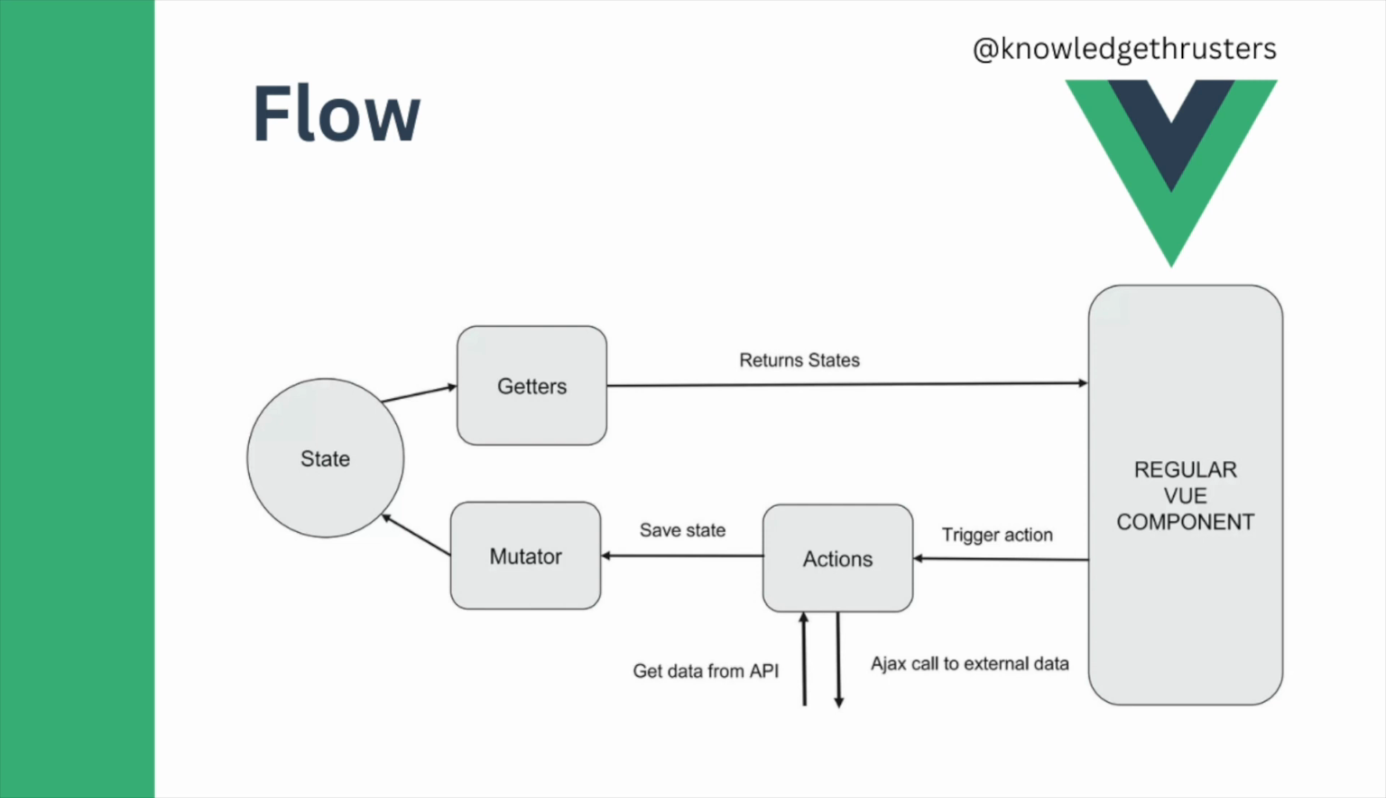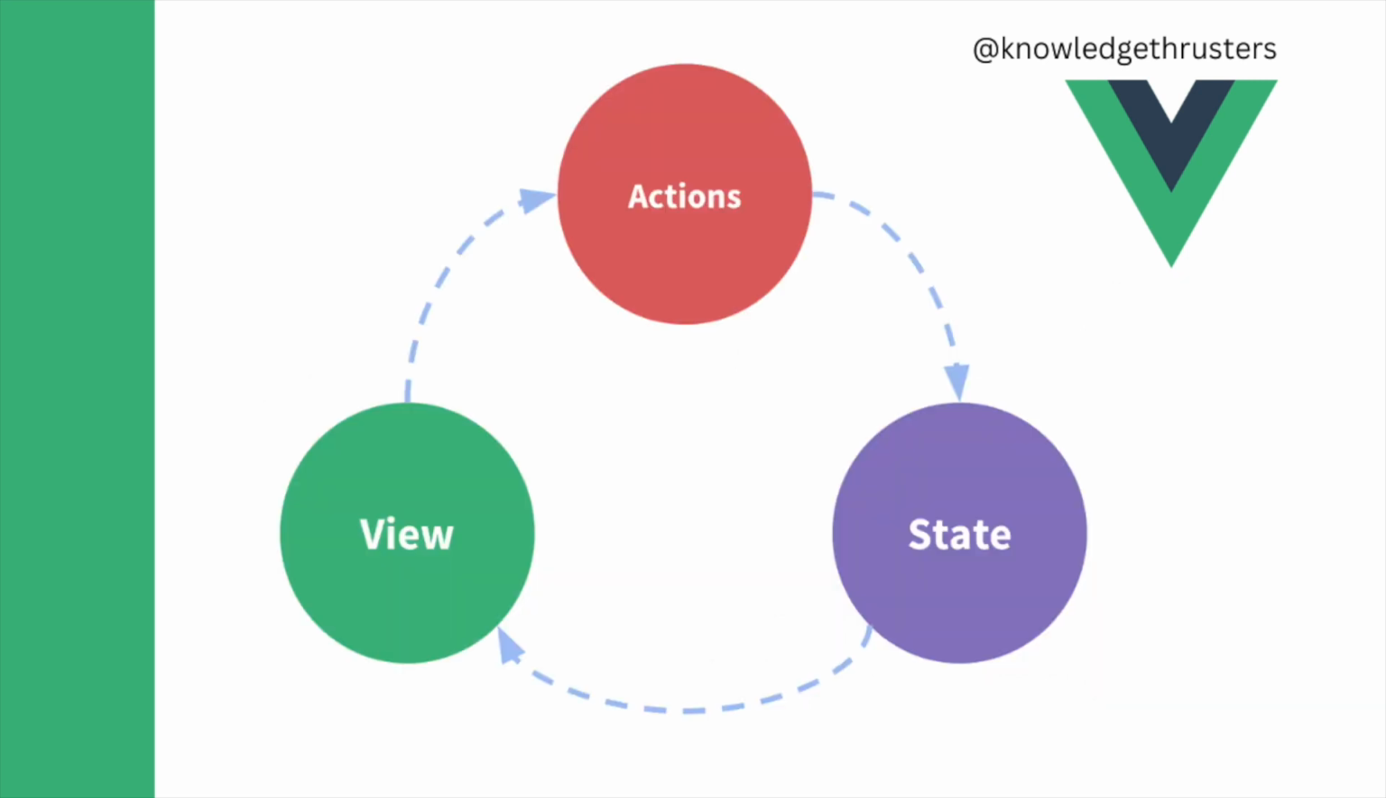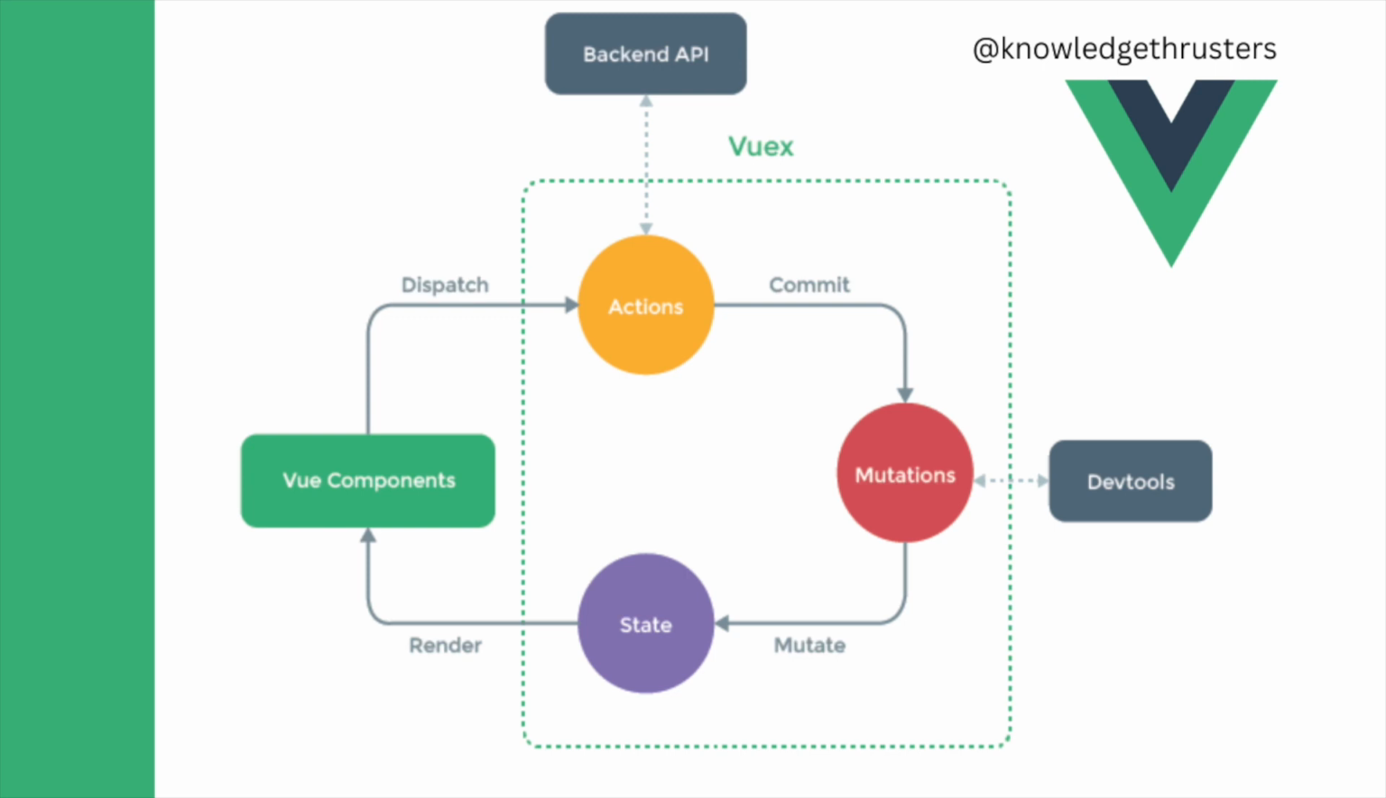You can consider this as a circle of three things. First is state, which is displayed in your Vue, and if anything in the view is changed, then an action will trigger, and that action will update your state. That's the circle that happens in Vuex. Let me show you another diagram from the Vuex documentation. It's like this.